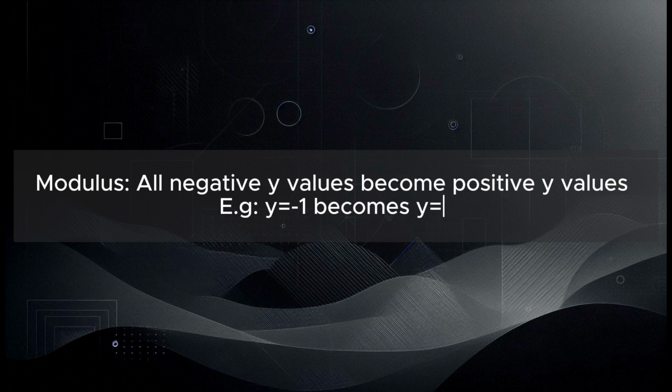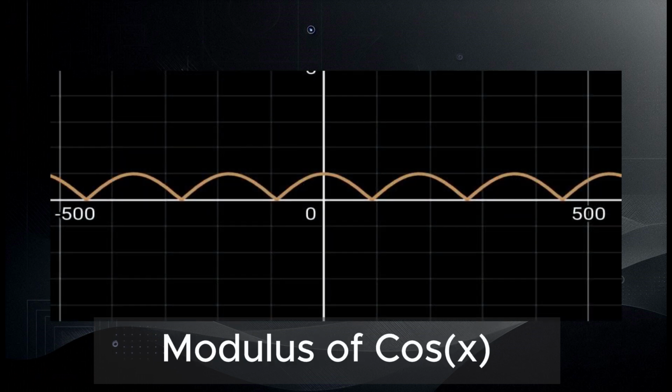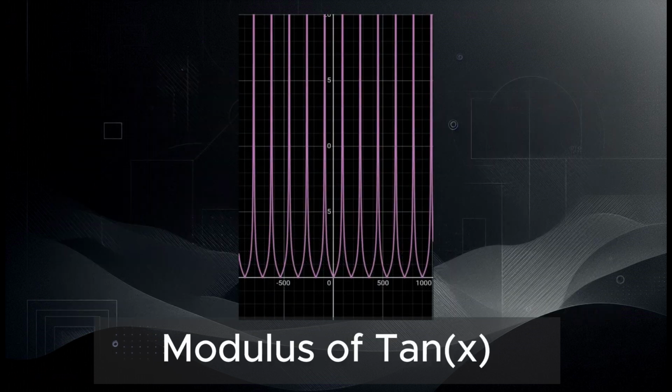Finally, modulus. For all trigonometric functions, this will be the same. In this case, all the negative y values are flipped and turned into positive y values. So for sin x modulus, cos x modulus, and tan x modulus, it looks like this, as shown in the image here. All the negative values have been reflected at the x-axis, and all the positive values remain the same.